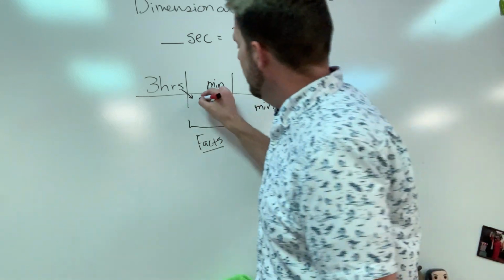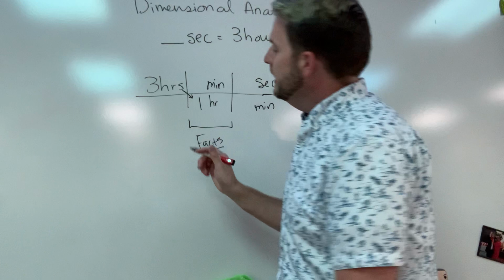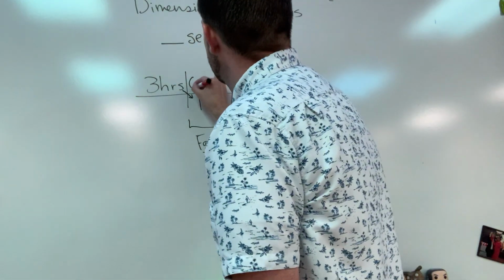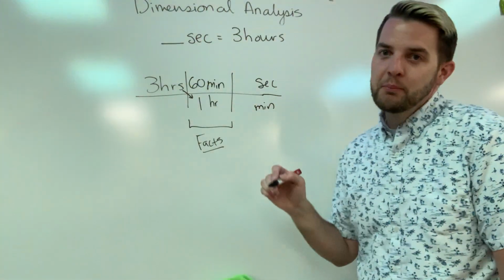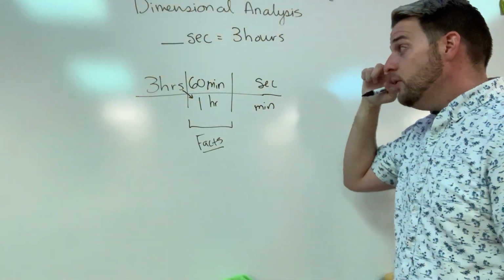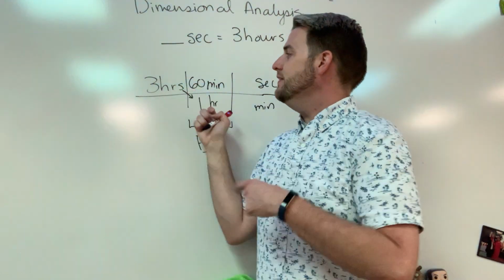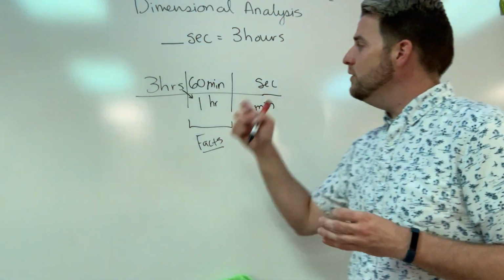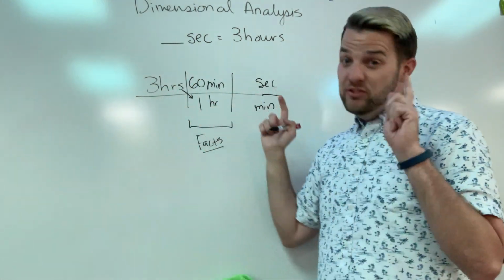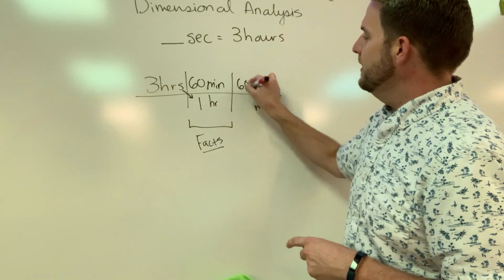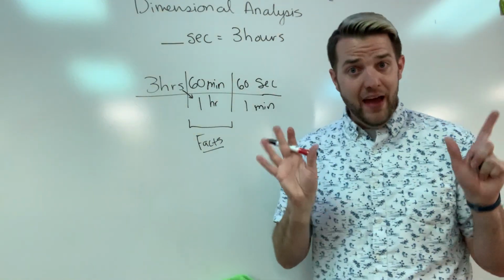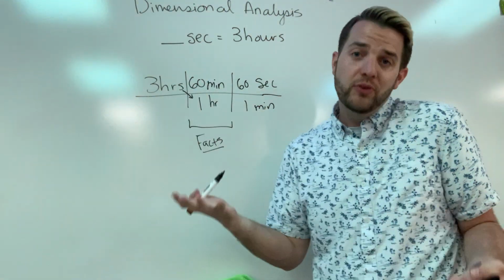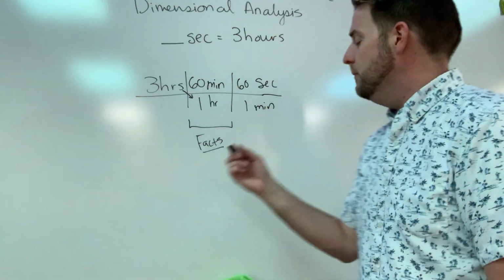So 1 hour is how many minutes? Yes, thank you. 60. So 1 hour is 60 minutes. And so, like I said, I don't necessarily know how many minutes are in 3 hours, but I do know that there's 60 minutes in 1 hour. And I don't know how many seconds are in 3 hours, but I do know that there's 60 seconds in 1 minute. I do know that. That's a fact. So I'm going with what I know and using what I know to figure out what I don't know. That's the whole point of a dimensional analysis problem.